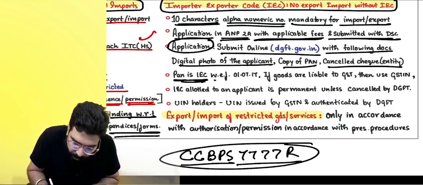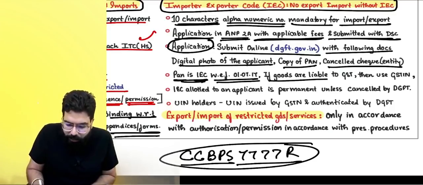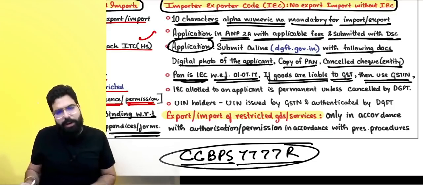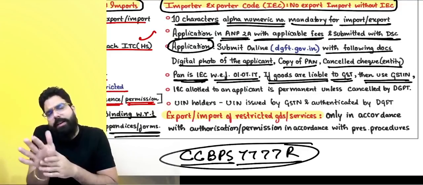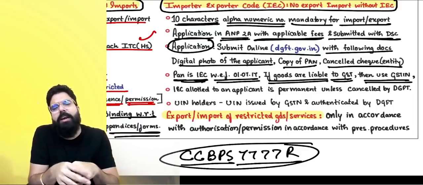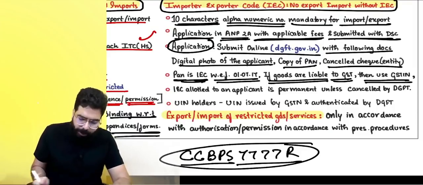With effect from 1st of July 2017, if goods are liable to GST, then use the GSTN number. Always remember, with effect from 1st July 2017, the PAN is the import export code. And also, if your goods are liable for GST, then you should use your GSTN number. Okay, sir, point is clear.